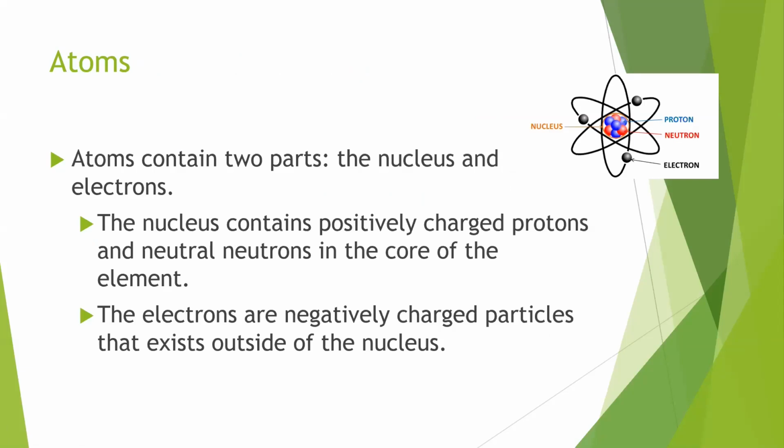And electrons are negatively charged particles that exist outside. They're attracted to the positively charged protons because electrons have negative charge. That's why they sometimes orbit the atom, but it's not like planets orbiting a sun. It's not circular or elliptical. It's a random orbit around the atom.